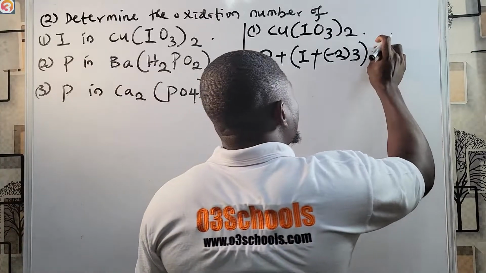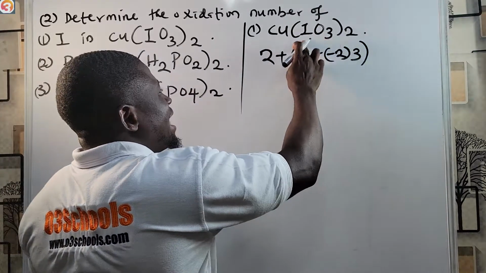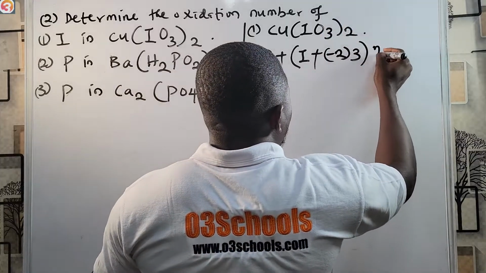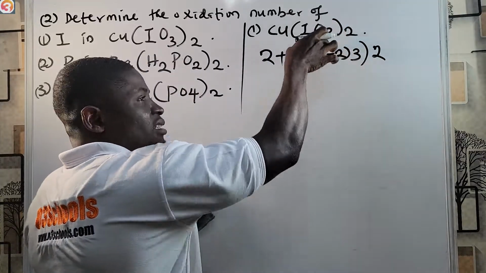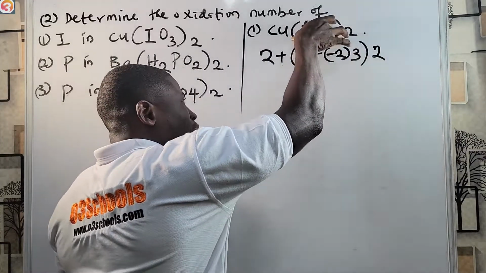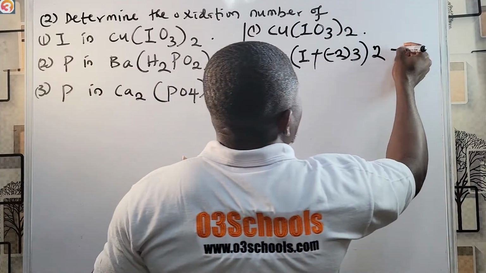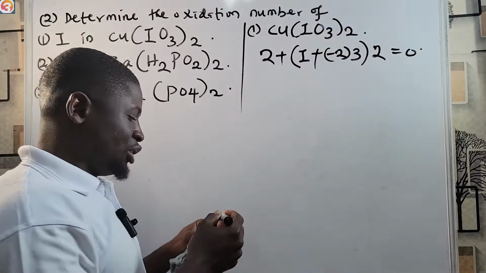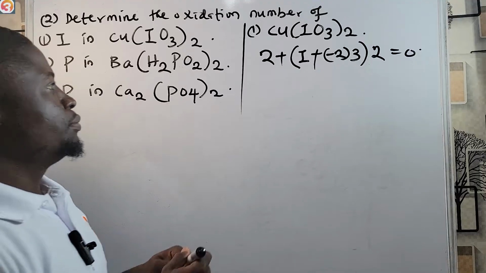Because this 2 is affecting both I and oxygen, we're going to have 2 times whatever is inside here, and it should be equal to 0, because this is an uncharged compound. Very simple. So let's continue.